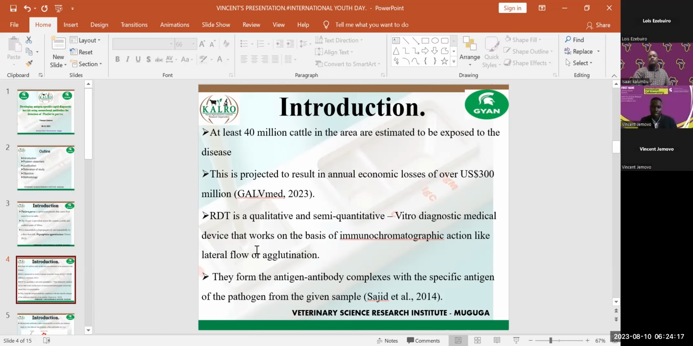What are RDTs? A rapid diagnostic test is a qualitative and semi-quantitative in vitro diagnostic medical device that works on the basis of immunochromatographic action like lateral flow or agglutination. They form antigen-antibody complexes with the specific antigen of the pathogen from the given sample. So my pathogen of interest here is Theileria parva.